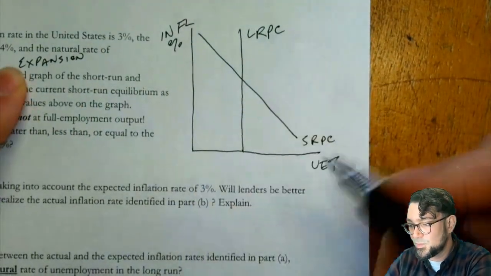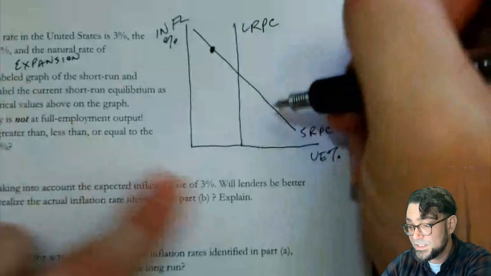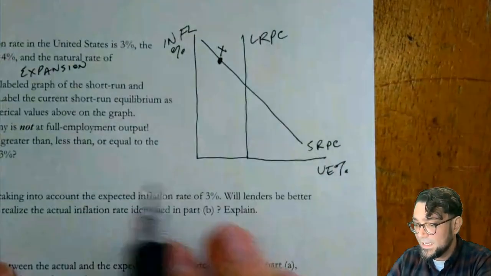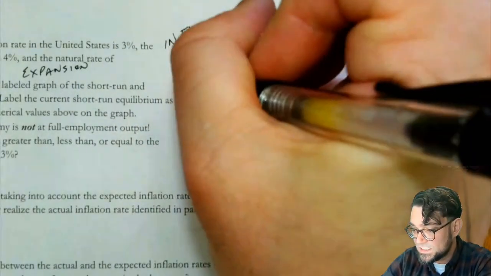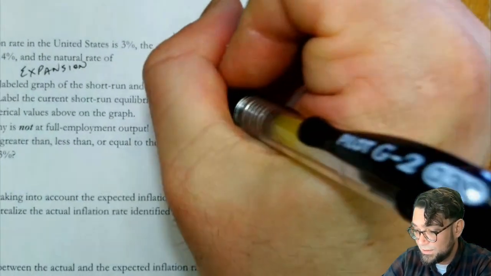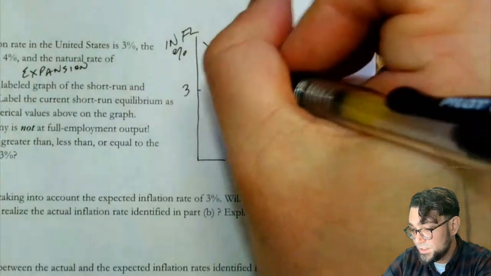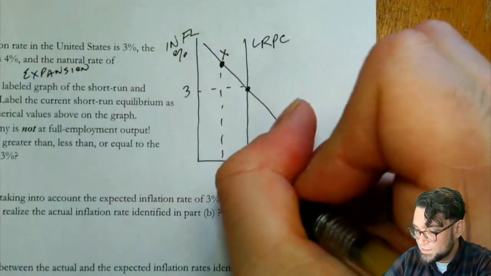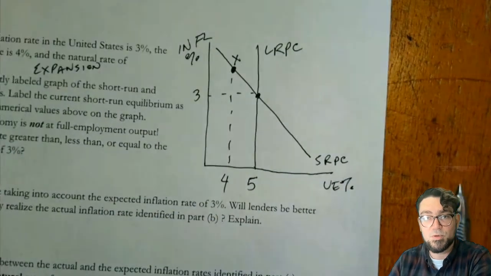And it tells us to label where we are. An expansion would be up here. We're always going to be on an SRPC. And we label it as point X. And then it says use the numbers. So the expected inflation rate is where these two connect. So that's going to be 3. Then the current unemployment rate is 4. And the natural rate is 5. So that gets us where our numbers are.